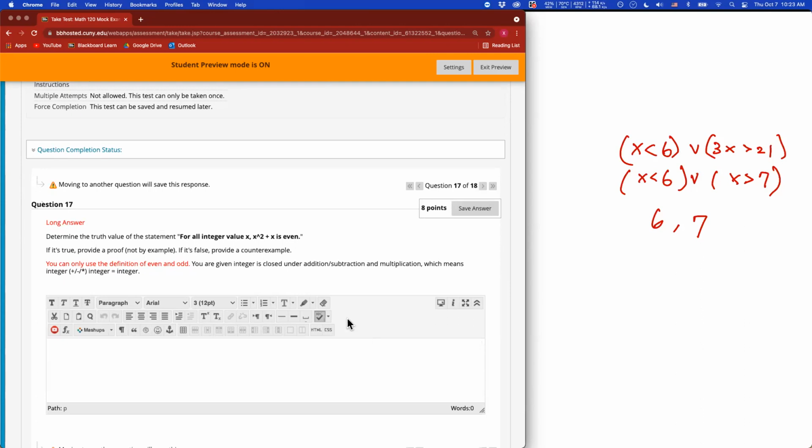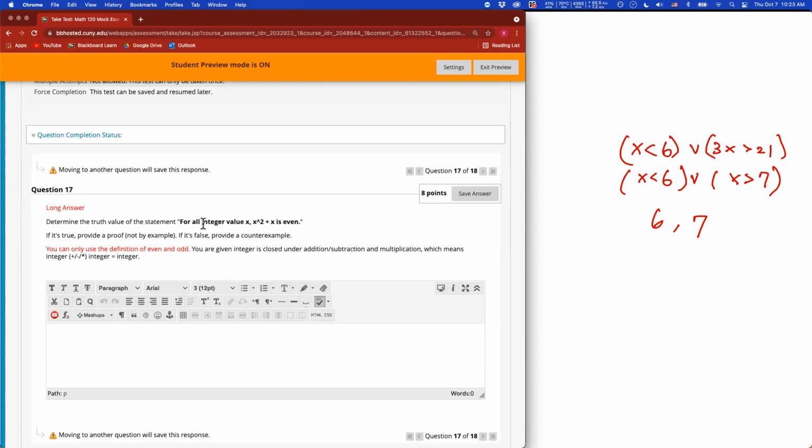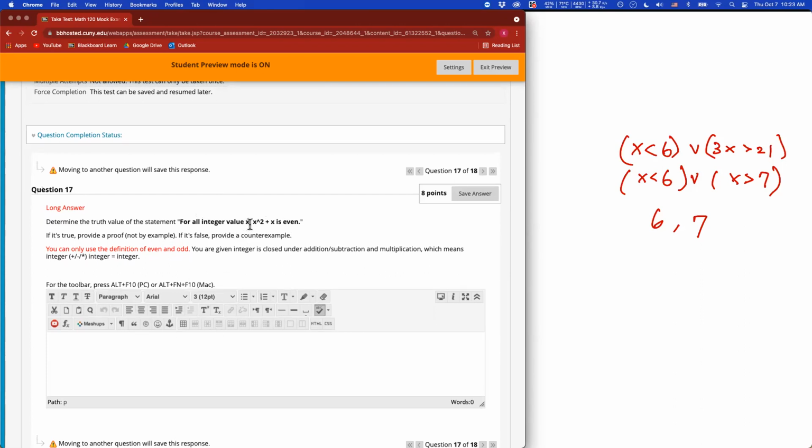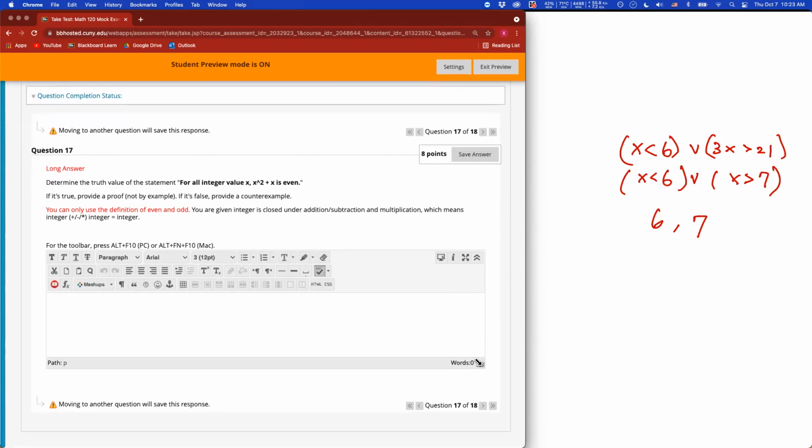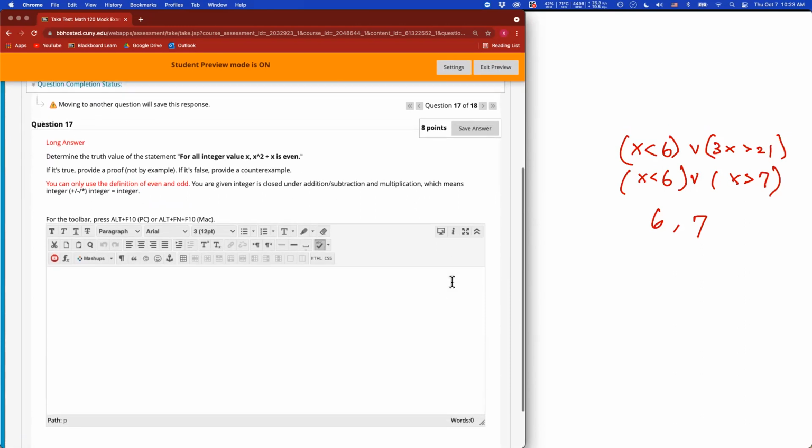Next is saying that for all integer values x, x squared plus x is even. Right, so you want to show that for all values x, x squared plus x is even. So it's about even-odd quotient. So this will be proved by cases.